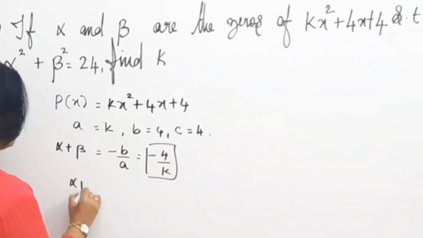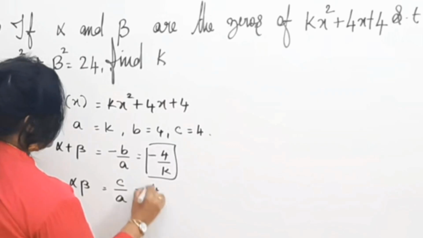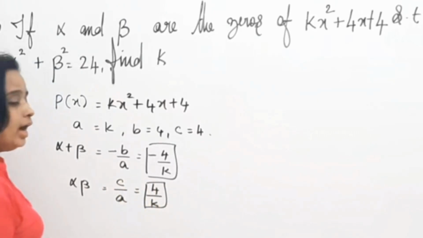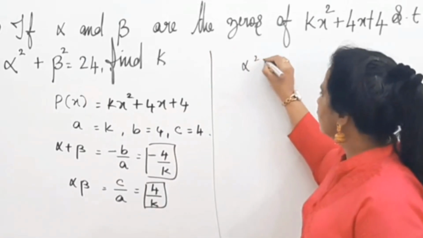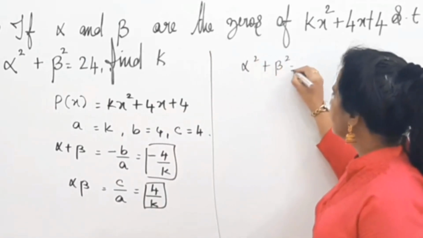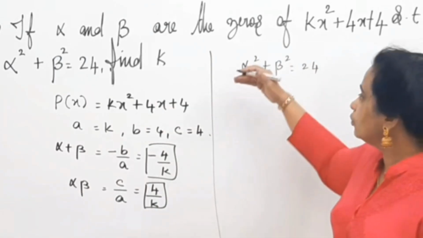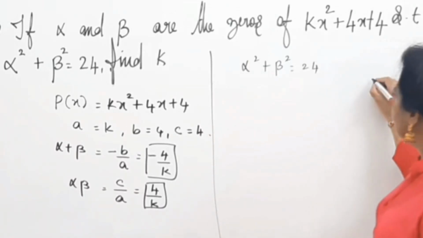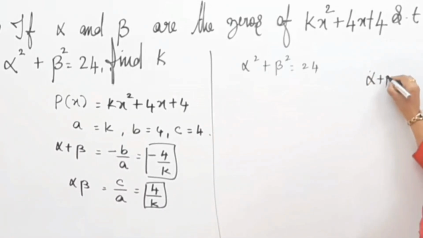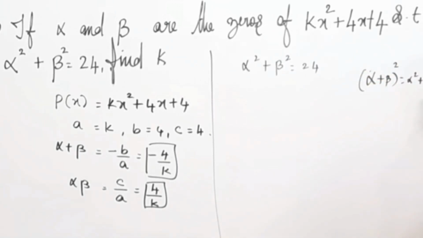Now the next one, alpha beta is equal to c by a, that is 4 by k. So I got both. Now my condition given here is alpha square plus beta square is equal to 24. Now you will know that I have to bring it in terms of alpha plus beta and alpha beta. Children, you must be knowing alpha plus beta the whole square is equal to alpha square plus beta square plus 2 alpha beta.